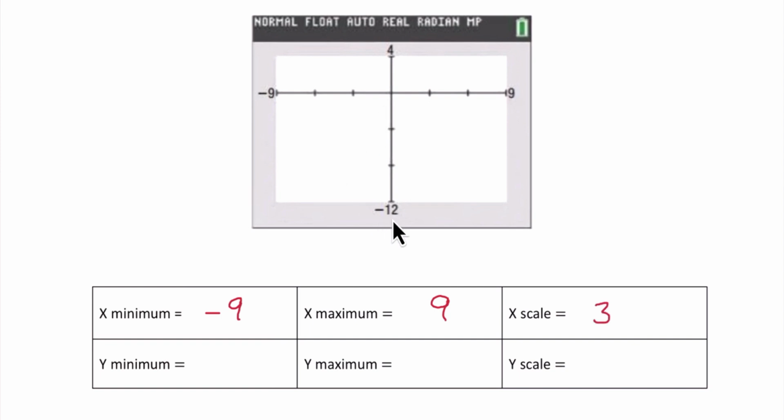The y-min is negative 12. The y-max is 4. And it looks like we're incrementing by 4s. Negative 12, negative 8, negative 4, 0, and 4.